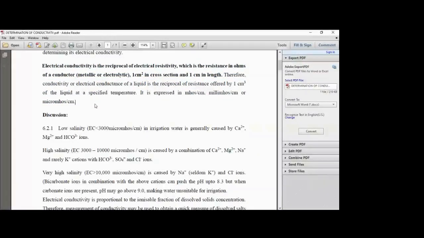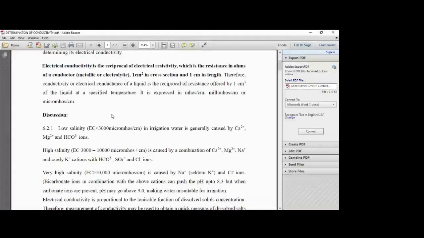So we take a 50 to 100 ml sample in the beaker, but the effective volume of the sample that will be used for measuring the electrical conductivity is only 1 centimeter cube. So here you can understand: how many centimeter cube of liquid is required for measuring the electrical conductivity? Only 1 centimeter cube, right? And that is enough for measuring the electrical conductivity.